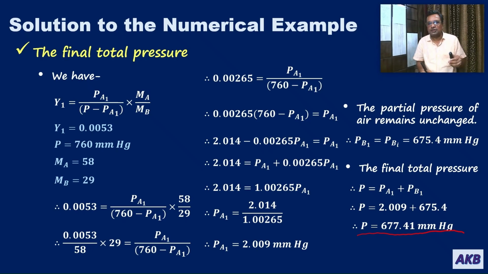Now you can easily understand that the total pressure has reduced from 760 to 677.41. What is the reason for that? The reason is some of the acetone has adsorbed on the surface of carbon. So with this, I end my discussion. We have got answers to all the questions, and with this I will end my discussion for this numerical. I hope you have understood the steps that I have used for solving this numerical.